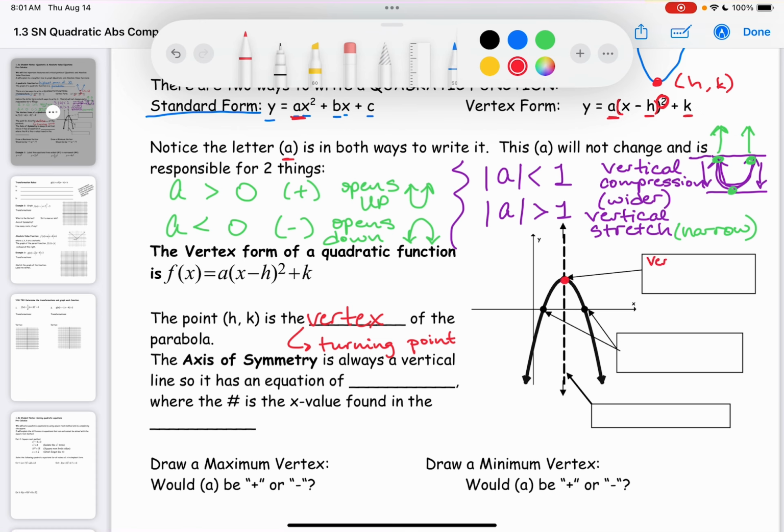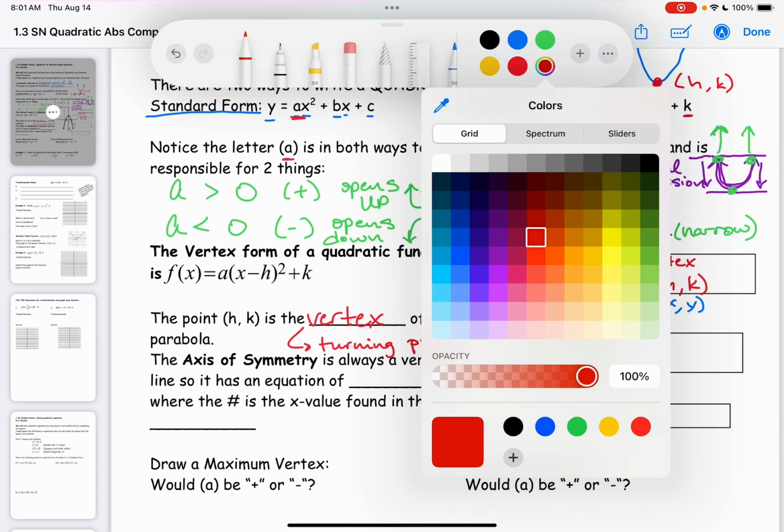This is our vertex, and it is (h, k). So the h and the k, they're an ordered pair. They're still an x and a y, but this specific (x, y) is the turning point of our parabola.